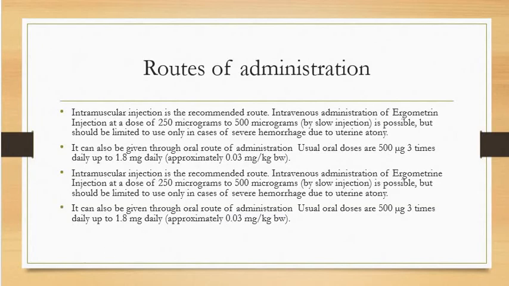Route of administration. The intramuscular route is usually used, it is recommended, and it is mostly the safe route. We can give it intramuscularly at a dose of 250 to 500 micrograms by slow injection. We can also use it intravenously, but it is used intravenously only in case of severe emergencies. We do not usually use it intravenously, but if there is any emergency, then we use it. We can also use it orally, and we'll have to use it 3 times a day if we use it orally.